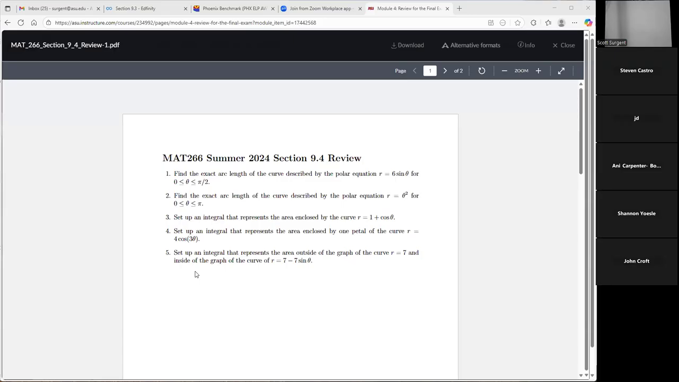All right. So sharing the screen. Okay, so this is 9-4 review. Is this what you were thinking? Yes, so maybe number two. Let r equal theta squared. Find the exact arc length of the curve.